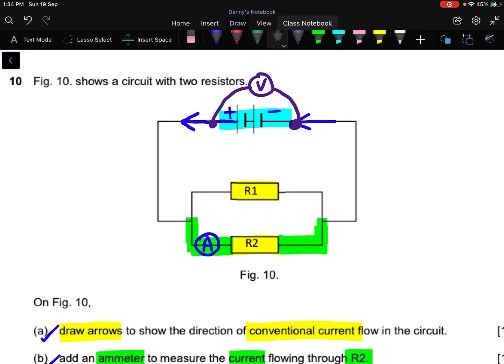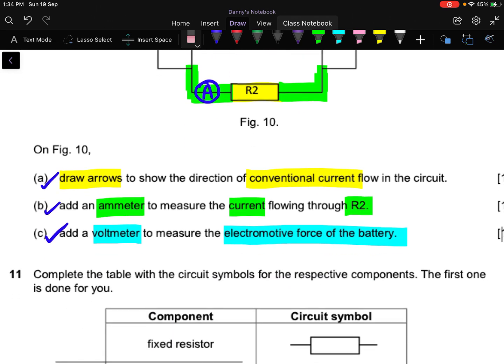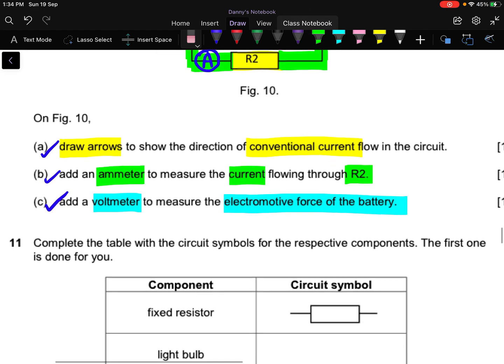If, for example, I want to measure the PD, potential difference, or the voltage across R1, how should I connect my voltmeter? Well, voltmeter, the two arms hug onto the thing that you want to measure. Okay, so in general, that is the idea. So that would be your A, B, and C.